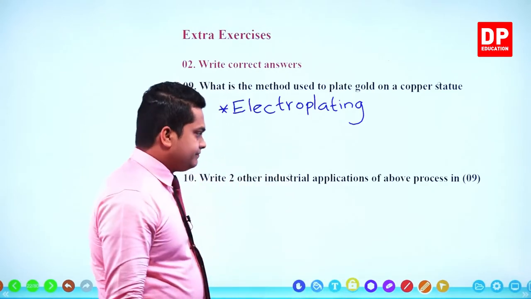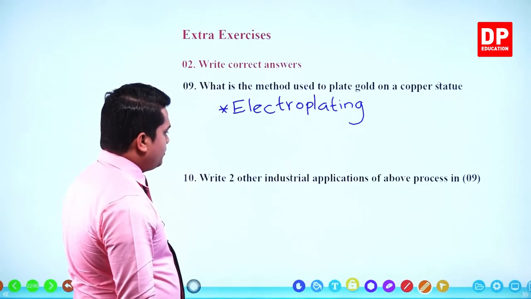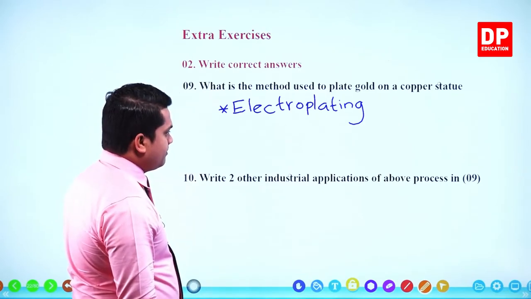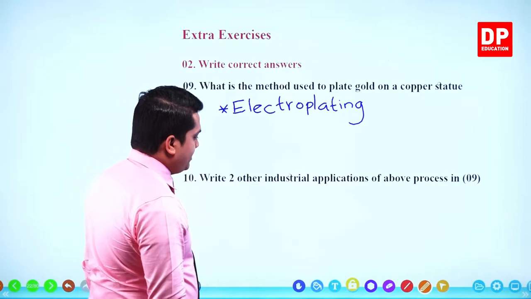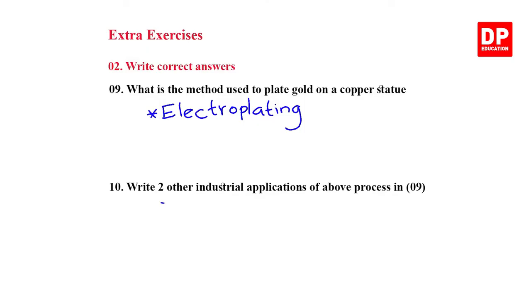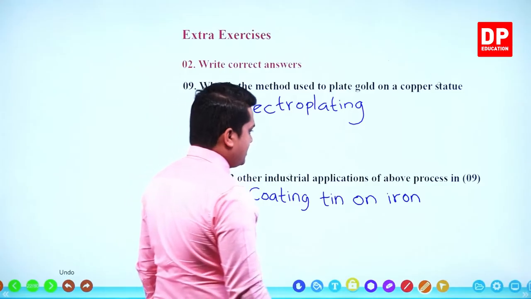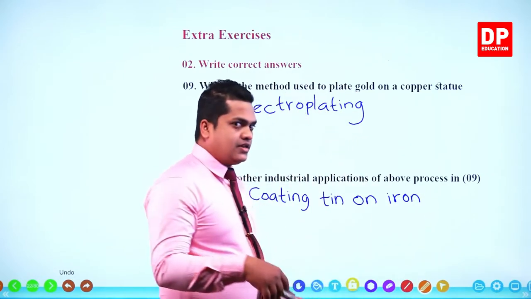So, my dear children, you have to write down two other industrial applications of the above process. So industrial applications are number one, coating tin on iron baskets. So you can use each and every basket now.